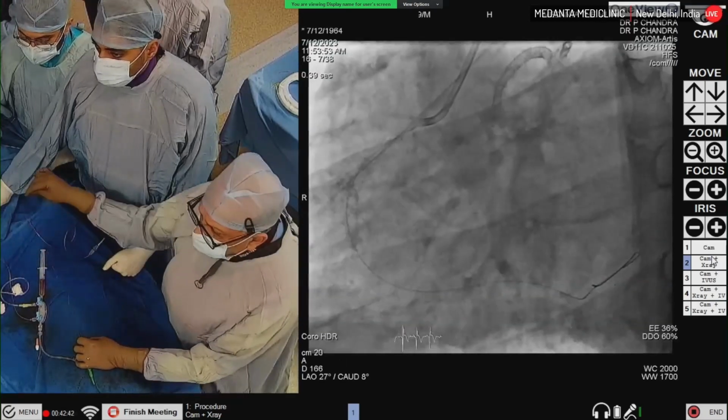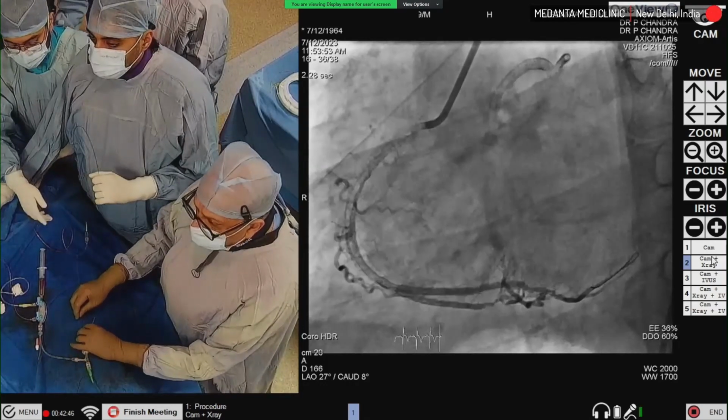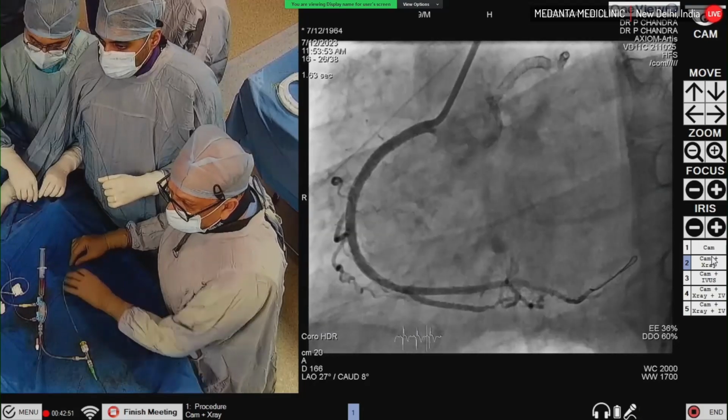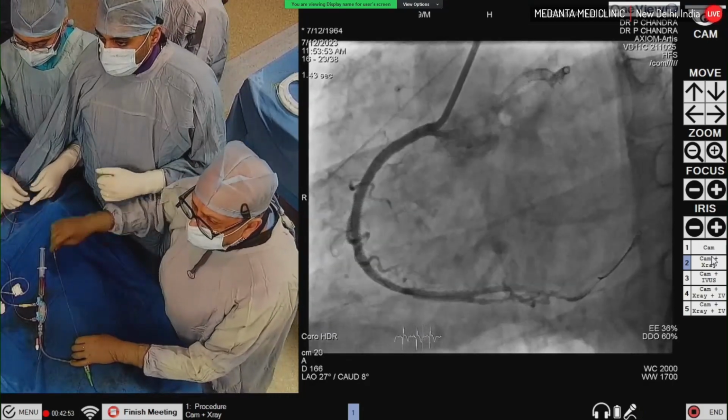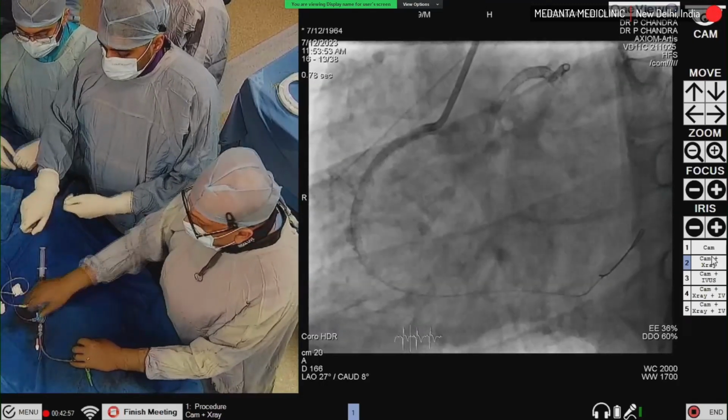This is fine. The distal vessel also looks very good. There is no major dissection anywhere, and there is no flow related issues. And I think we are almost done. So we can check in the other view also.